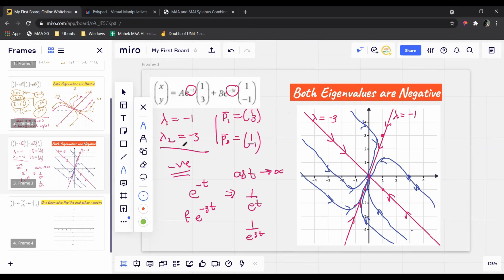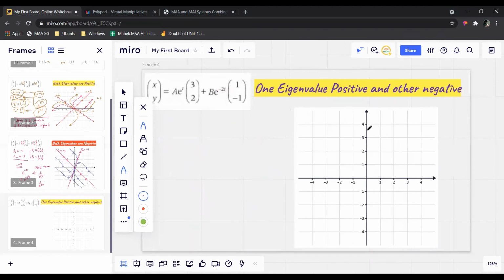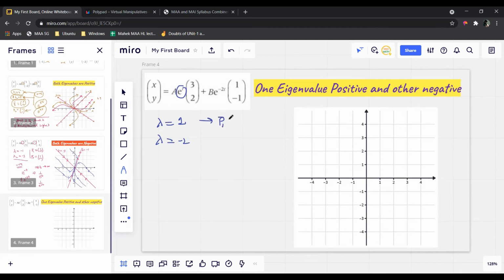Okay. Same way, let us go to the next one where one is positive and one is negative. Now you must know how to do it. The positive value of lambda means the system is going out and negative means coming in. So here lambda is equal to how much? You can see 1 and lambda is equal to -2. The corresponding vector is 3, 2 and the corresponding vector is 1, -1.